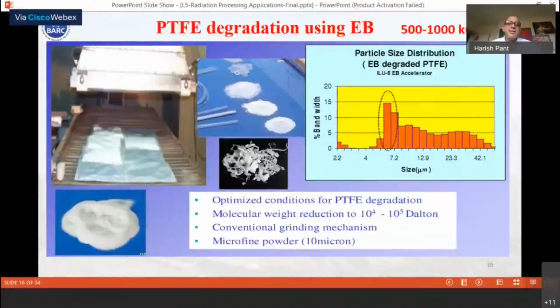Otherwise, this material cannot be used for any other application. But using radiation, it can be powdered, and then that powder can be used for various applications. There is no other way to grind or make powder from Teflon scrap. It is only the radiation technology which degrades this polymeric material, and we obtain the very fine powder, and that fine powder is used for various applications.